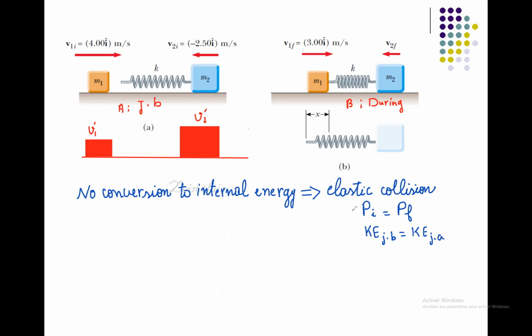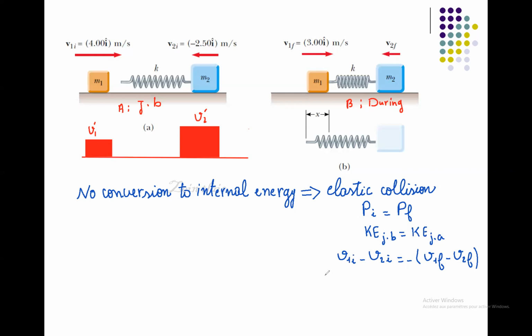And in the case of elastic collision, you can write directly the relation between V1 and V2. We have V1 initial minus V2 initial equals minus (V1 final minus V2 final). You can use this relation directly without calculation.